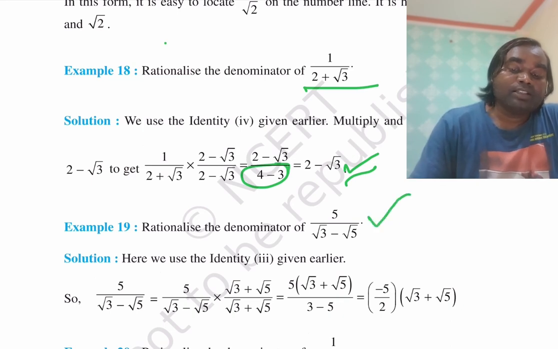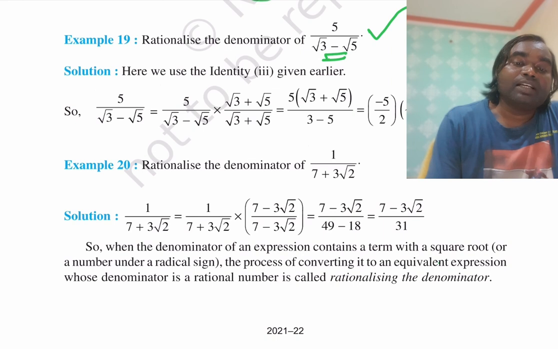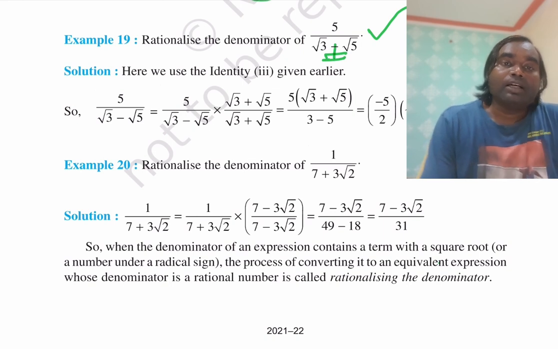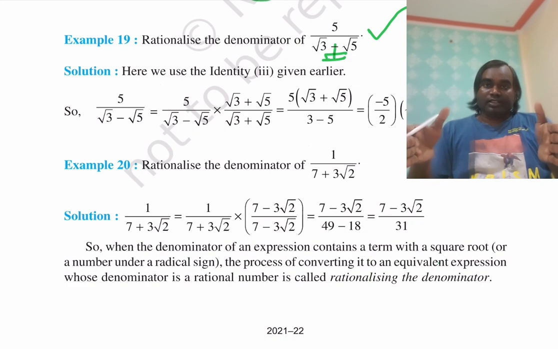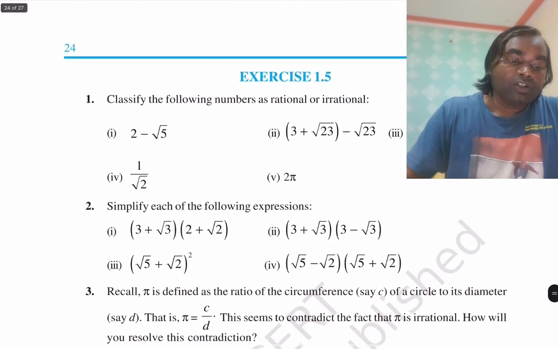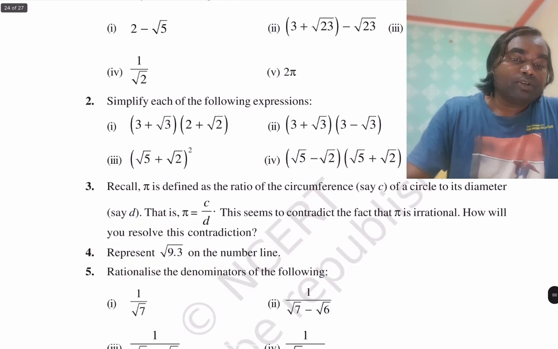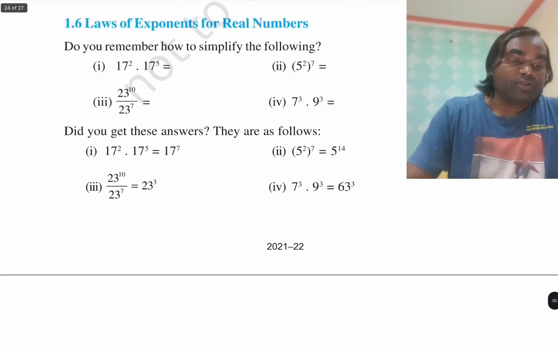Similarly, you can rationalize this denominator by adopting the same procedure. When there is a negative sign, you will multiply with the opposite plus sign. If you are given a positive sign, then you will multiply with the opposite negative sign, and ultimately you will get the rational number in the denominator. So solve this exercise 1.5, and if you are getting any difficulties, let me know.